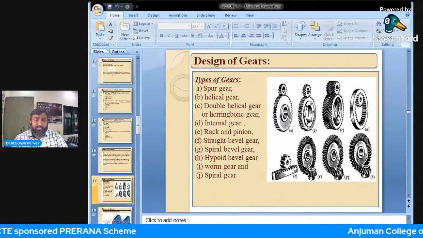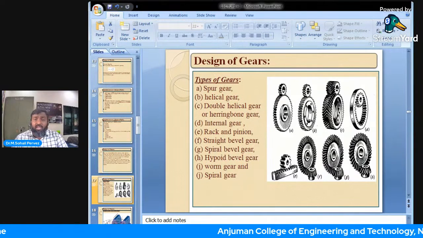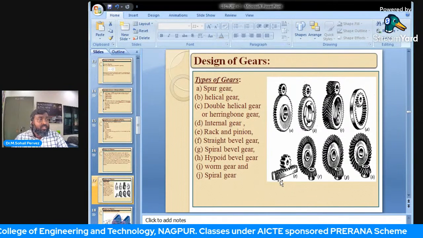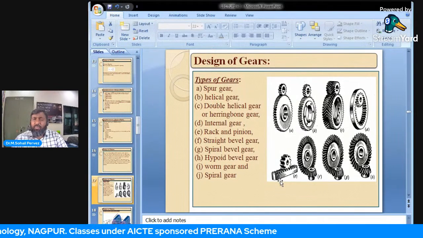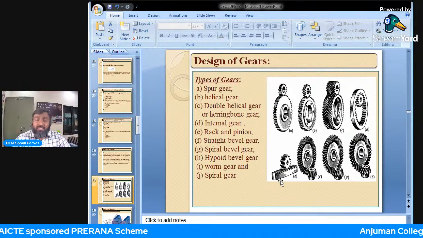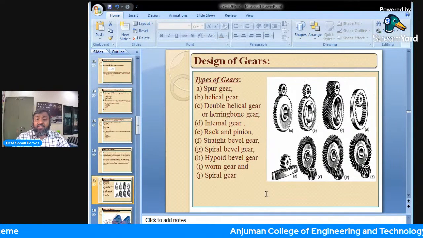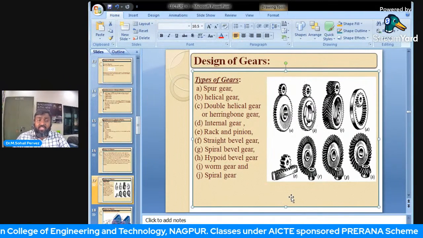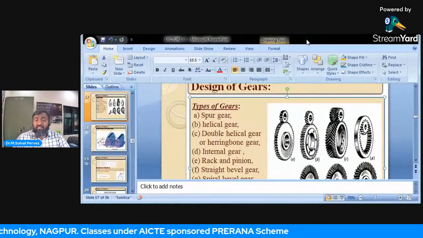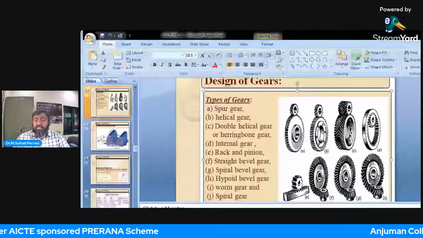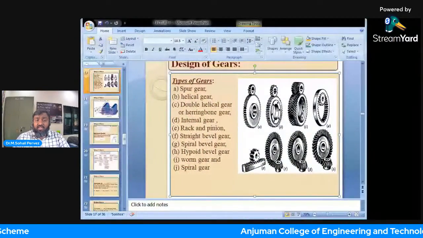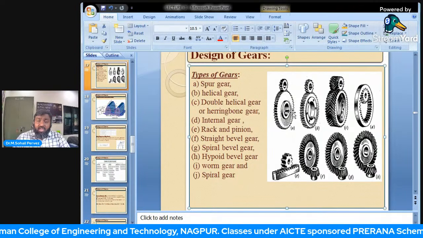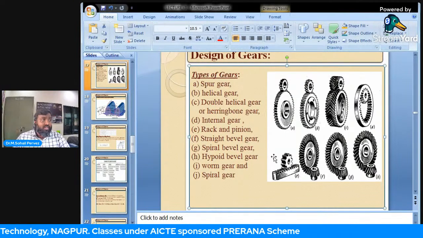Now there are different types of gears. Now we must concentrate on this slide, as it is very important to understand the basics of gear, its location, and how it will transmit power between the different orientations of shaft. Now let us say number one, spur gear. In the diagram itself, we can very well see that in a spur gear, the teeth are parallel to the axis of the gear.